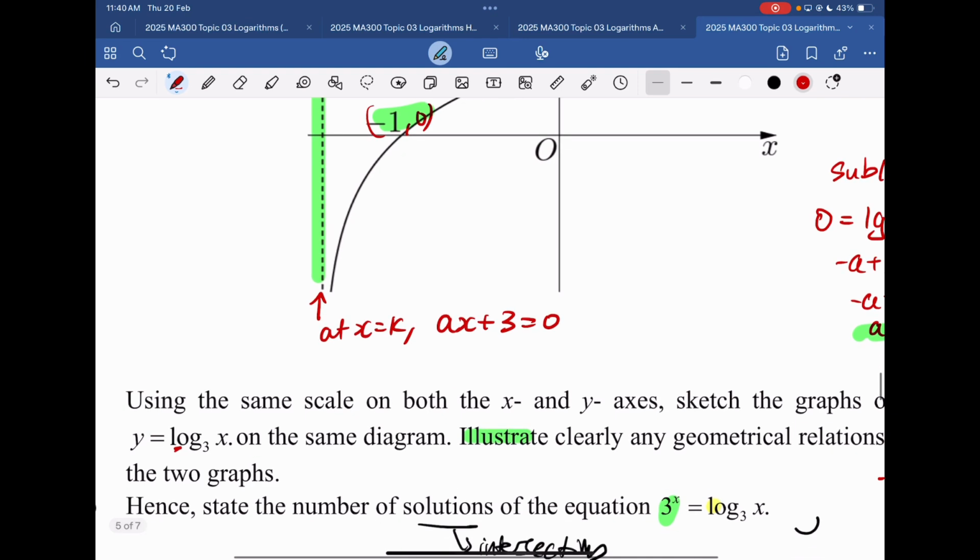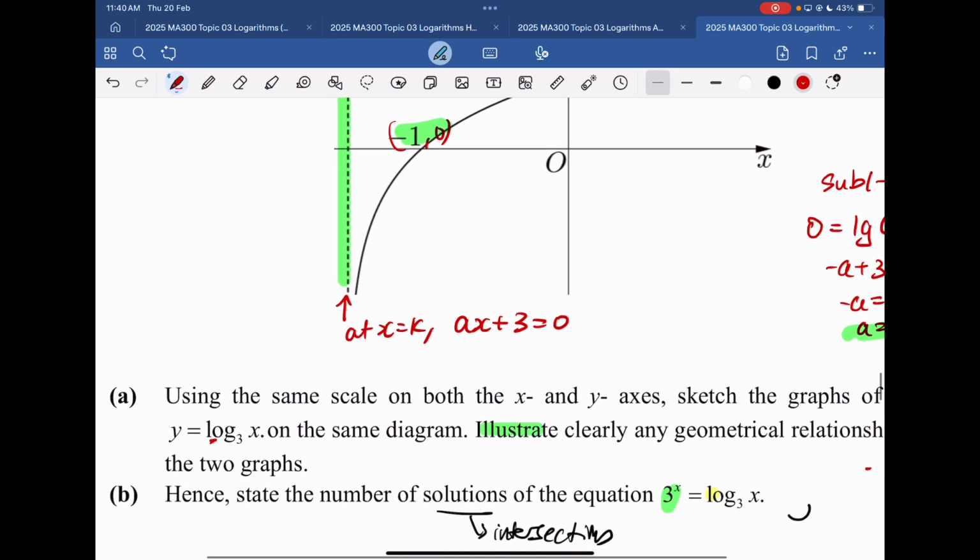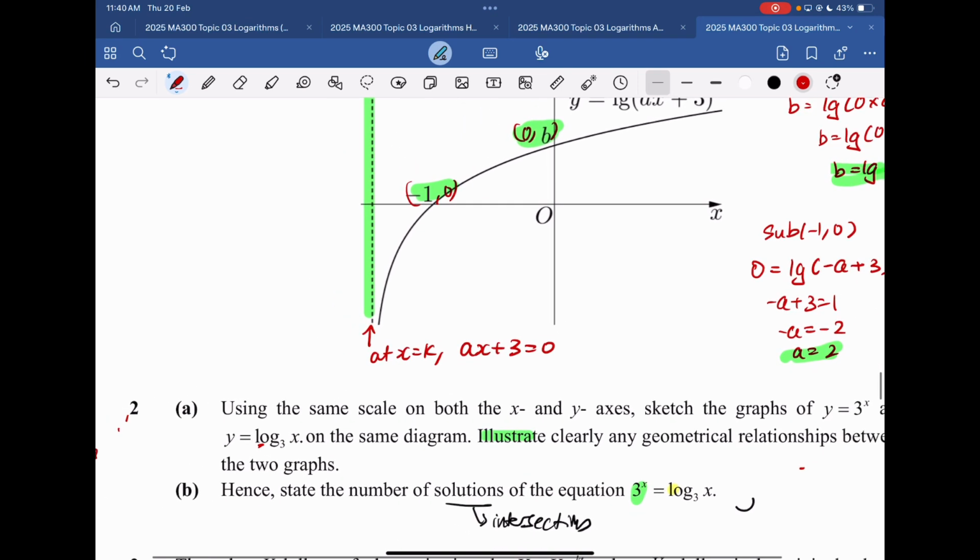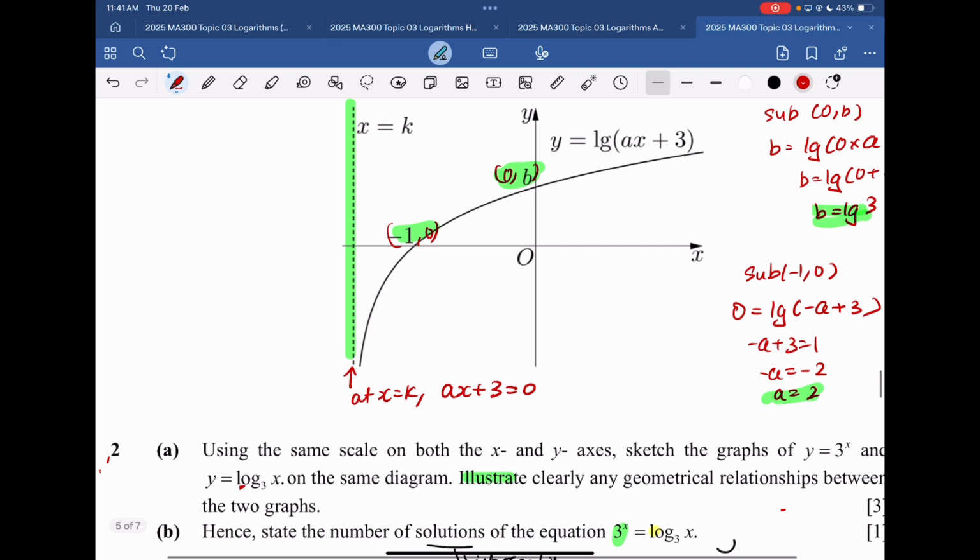Okay. So at x equals k, I hope you get this point. If I equate the inside to 0, this is where I can find my asymptote, because precisely at 0, it is not defined. So precisely at this point here, where ax plus 3 is equal to 0, it is not defined.